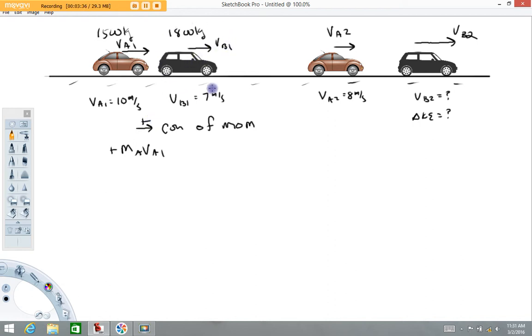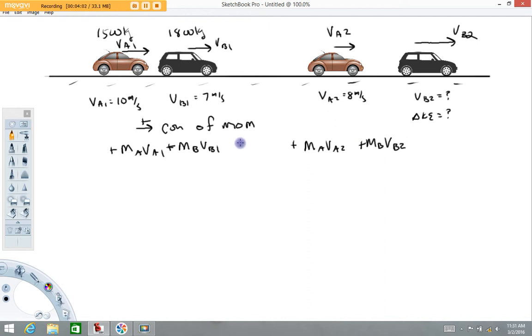Car B's momentum can be written MBVB1, and it's also positive because it also points to the right. All right, after impact here, car A's momentum is MAVA2. It also is positive because it points right. Car B's momentum is MBVB2. It also is positive because it points right.